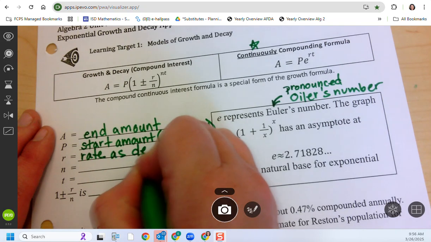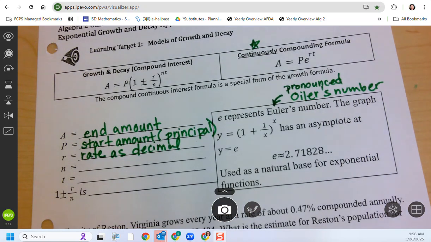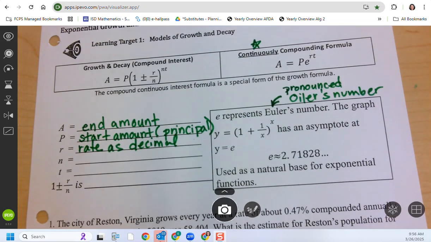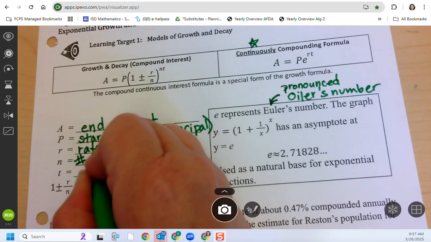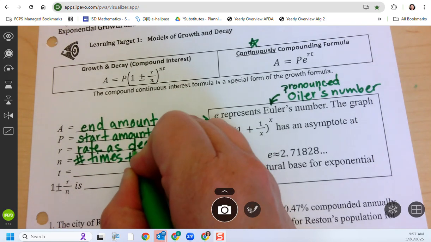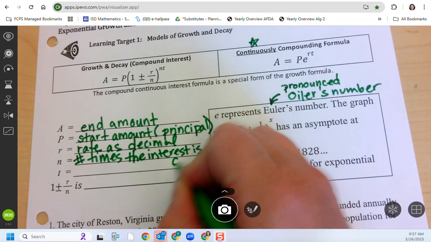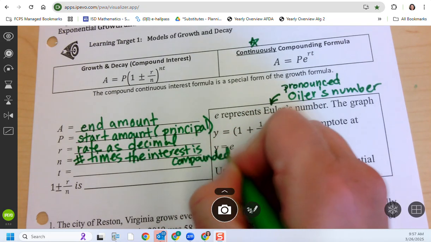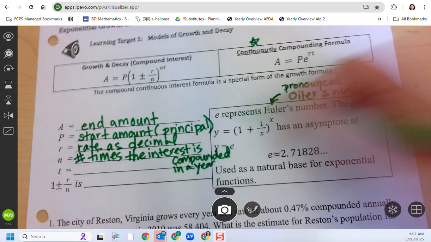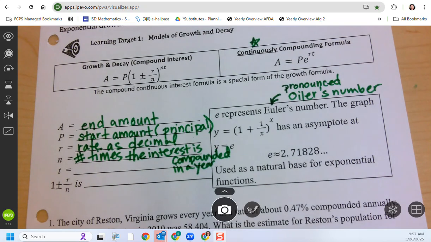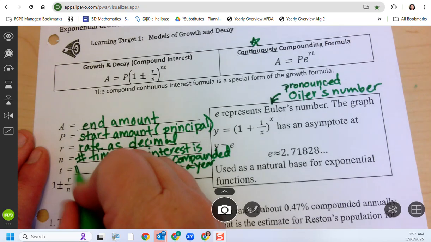All right, N is the number of times they compound your interest per year. So, you know, if they compound monthly, N is 12. If they compound it just once a year, N is 1. So it's the number of times the interest is compounded in a year. They can actually use a different time period too. So it could be the number of times the interest is compounded in a time period, but most of the time they're saying per year. And then T is the time, which is usually the number of years. And then finally this right here, which is part of your continuously compounding formula.